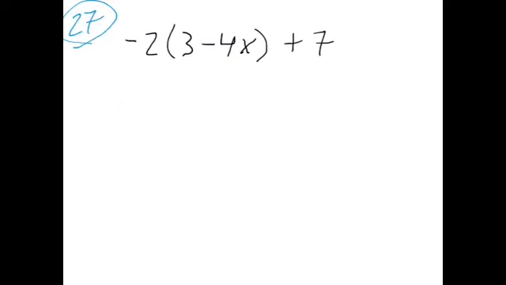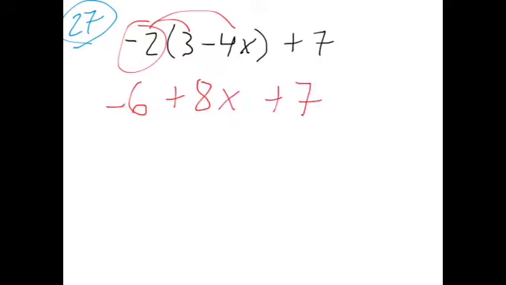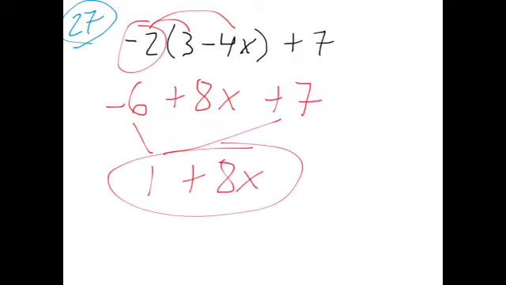And when we get to 27, they're nice enough to put the extra thing there on the end. So let's deal with this negative 2 out front to get rid of those parentheses. We need to distribute. So we're going to get negative 2 times 3, which is negative 6. Negative 2 times negative 4x is going to be positive 8x. And then the plus 7 on the end there. The x guy is going to be the loner in this group. Negative 6 and positive 7 will give you positive 1. And then 8x is going to stick there, and that one's done.